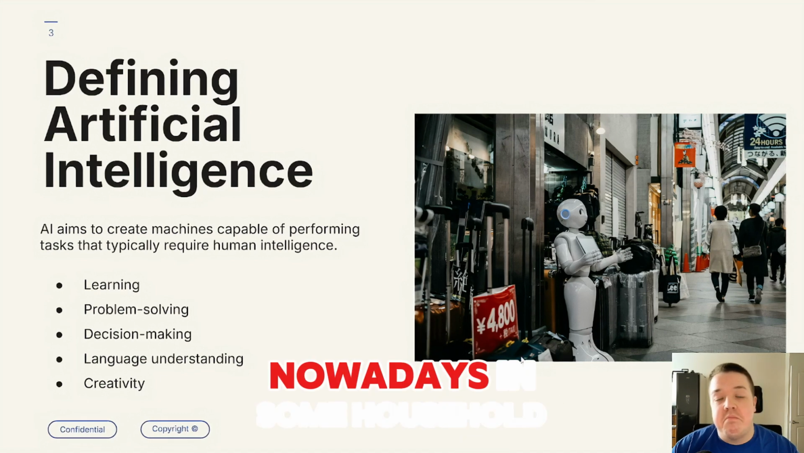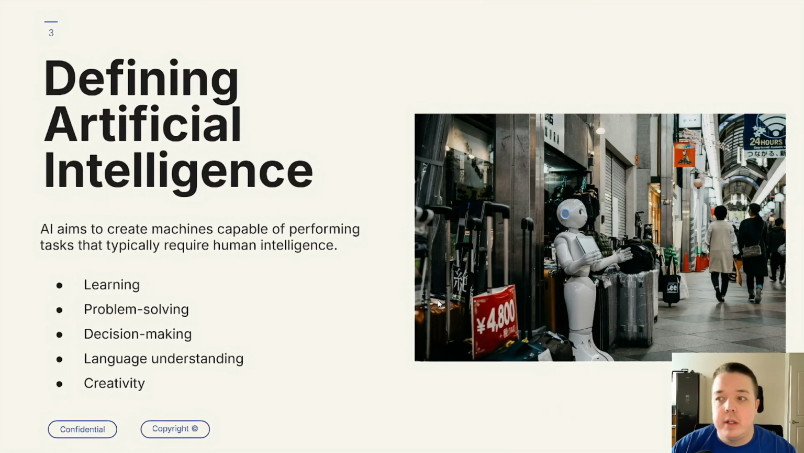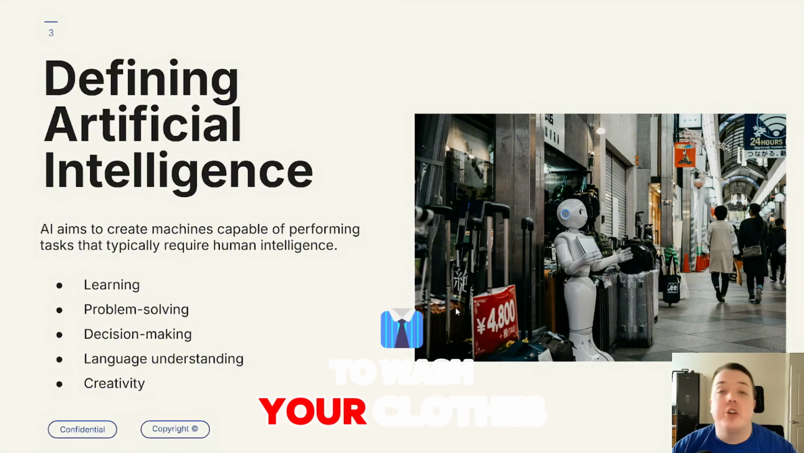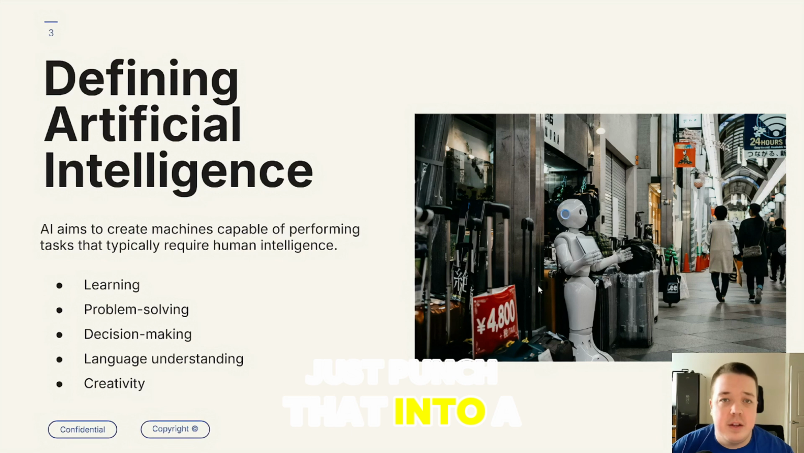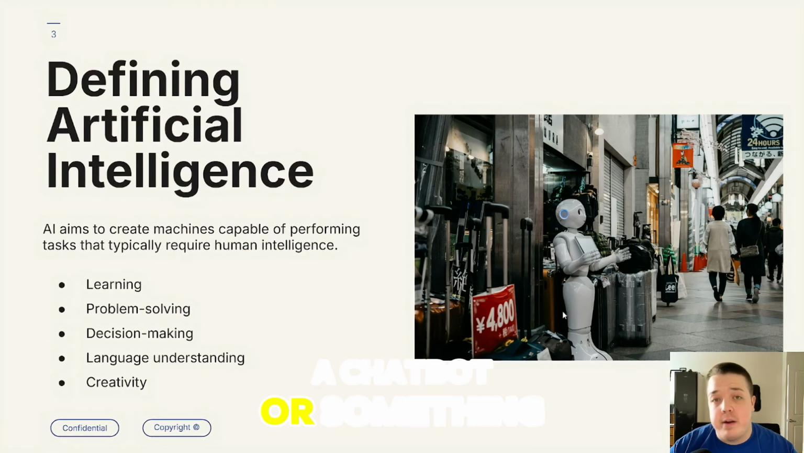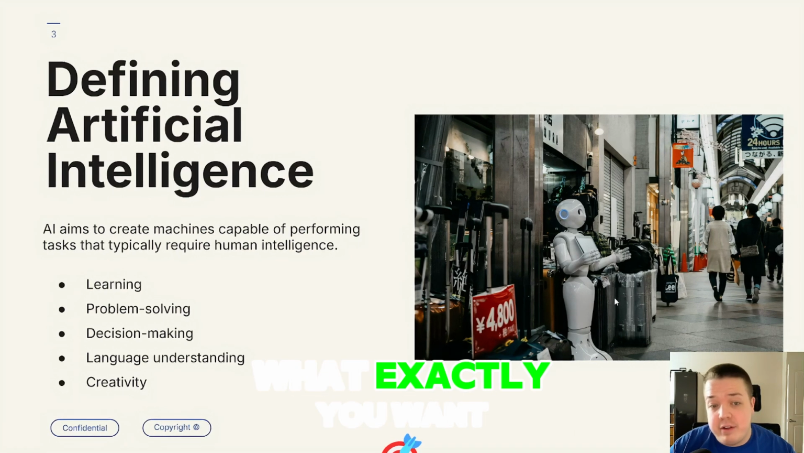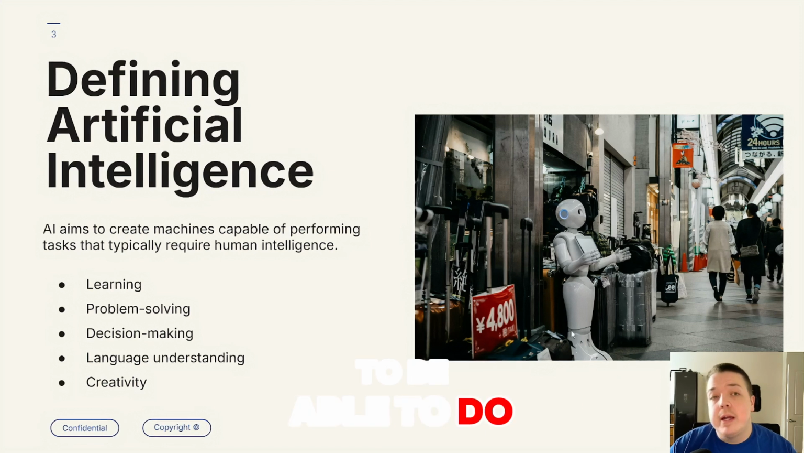You see it nowadays in some household appliances. I know that with the pairing to certain apps, the AI programming behind these electronics takes the guesswork out of how to wash your clothes, takes the guesswork out of making recipes and whatnot, that you can just punch that into a chat bot or something like that and just figure out what exactly you want to be able to do just much, much faster, right?